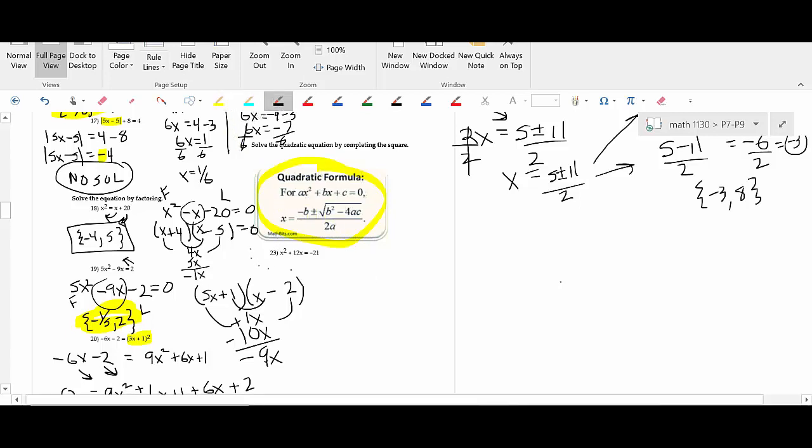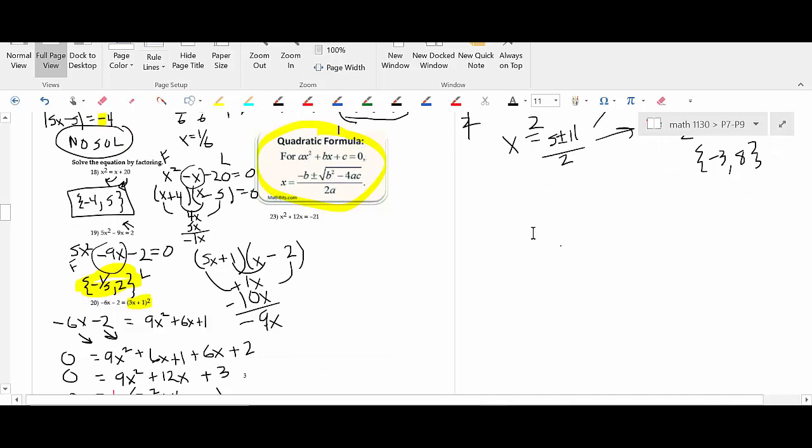Let's go ahead and do this one with what we call completing the square. Then I'm going to go through the quadratic formula. I want to focus on completing the square on a couple of examples. Then we'll do the quadratic formula. So I'm going to work on number 23.